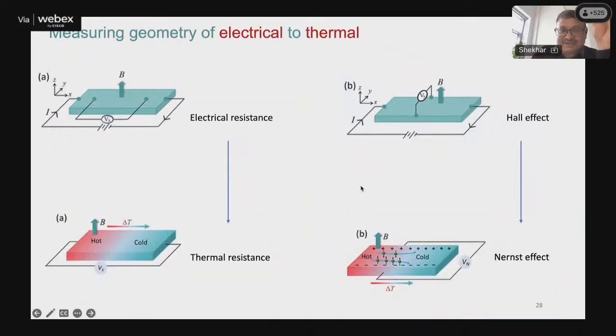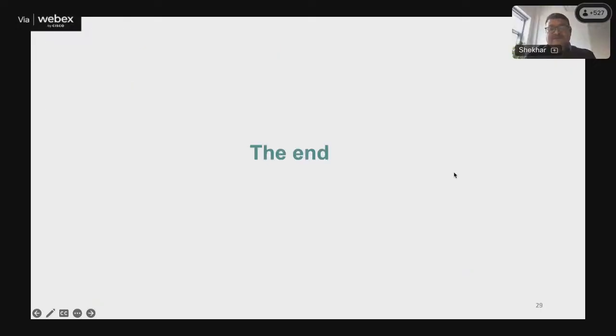As I said, thermal is the same as electrical. We just need to replace the electrical current by a temperature gradient, where we call it electrical resistance and thermal resistance. In Hall, we call it the inertial effect. So electrical and thermal are very close phenomena, and the measurement geometry is the same. The only difference is that instead of current, we apply a thermal gradient, and the normal voltage and Hall voltage contacts are the same.